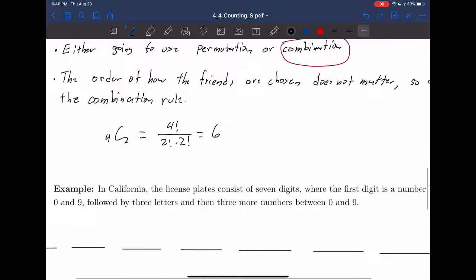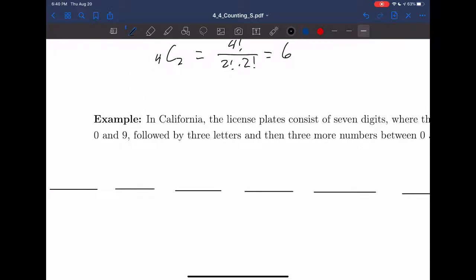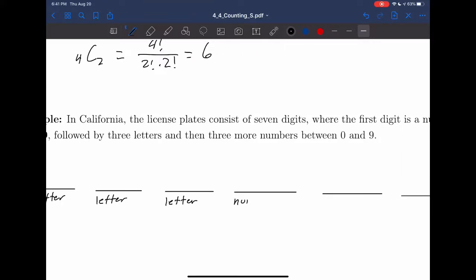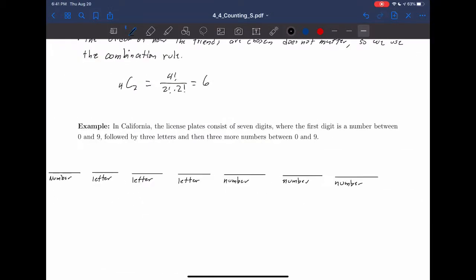Next, let's consider another license plate number. But in this case, we're going to consider a California license plate number. And with California, it goes a number and then 3 letters and then 3 numbers. But since there's 26 letters in the alphabet and there's 10 digits, we know this will be 10, 26, 26, 26, 10, 10. So this, we are using the fundamental principle of counting.